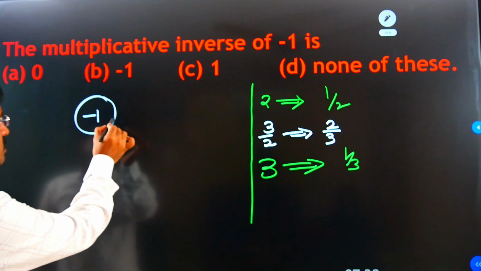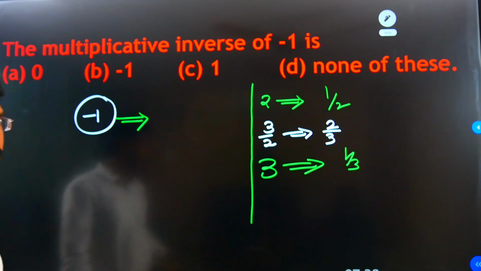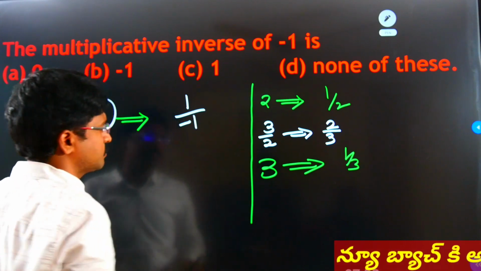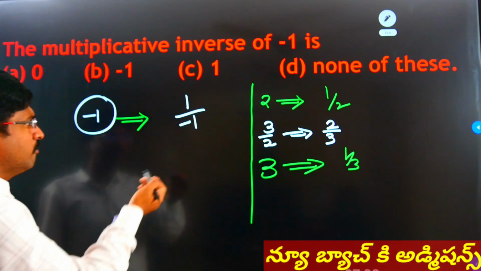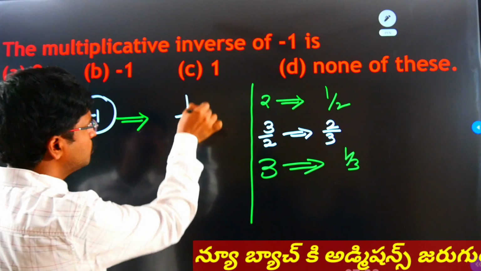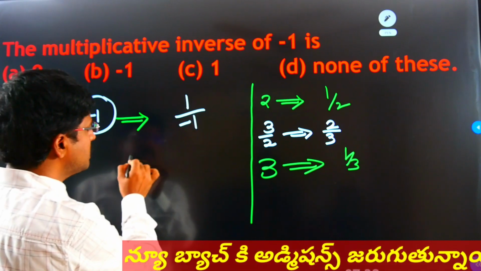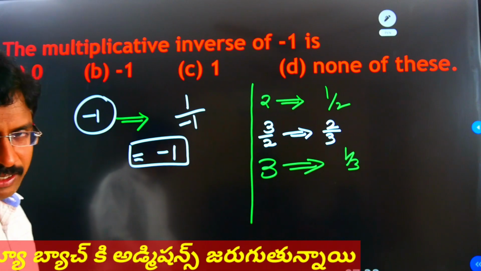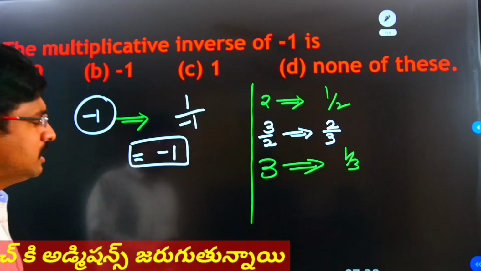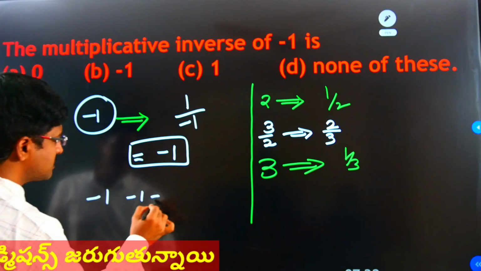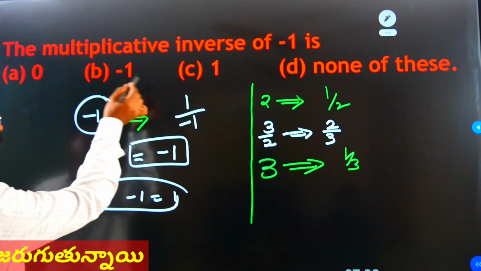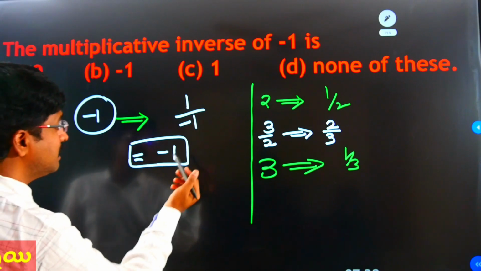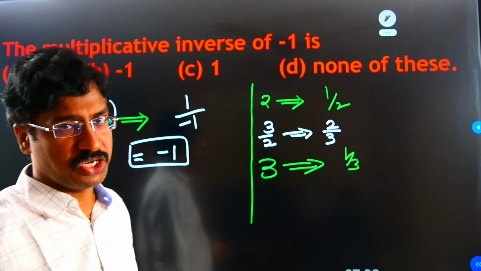Now the inverse multiplication of -1. The inverse multiplication of -1 means 1 by -1. Here the minus belongs to the whole. That means 1 by -1 means -1 only. So maybe you think that minus into minus is plus, so the answer is plus. Maybe you are thinking like this. But for inverse multiplication, the sign never changes.